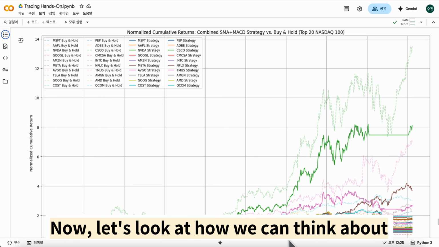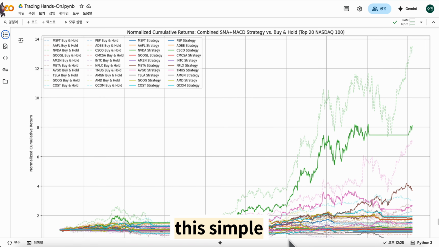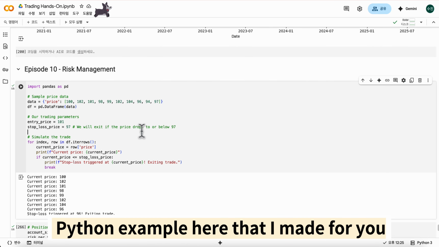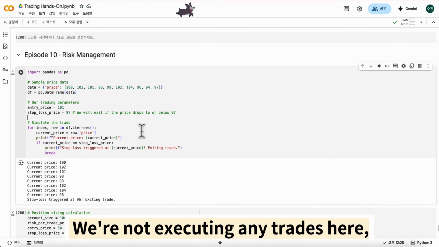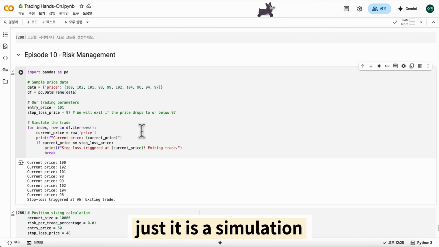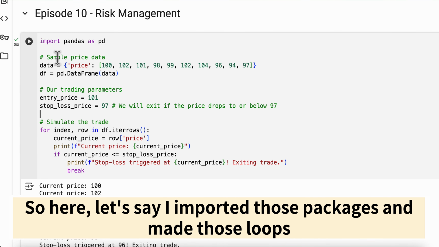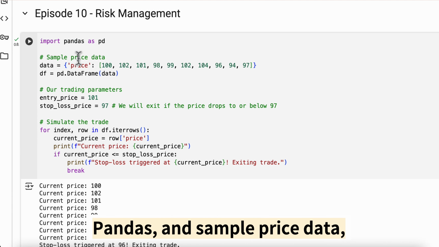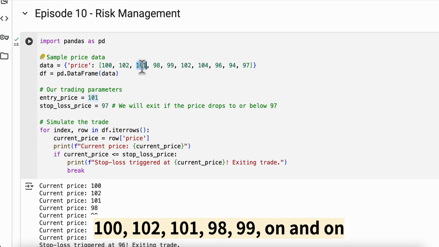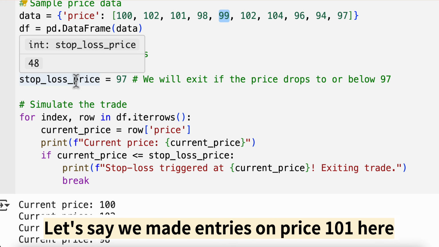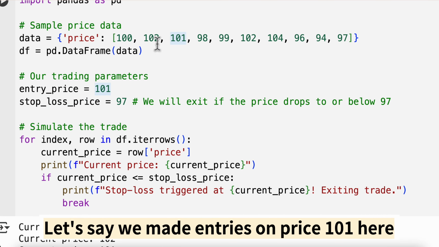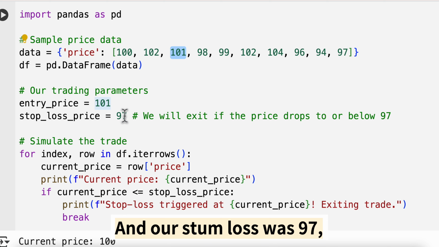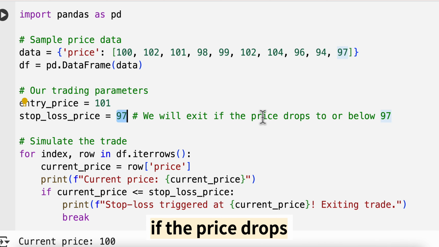Now, let's look at how we can think about this with a simple Python example that I made for you using a pandas DataFrame. We're not executing any trades here, it is just a simulation. So here, I imported those packages and made those loops. Pandas and sample price data: 100, 102, 101, 98, 99, and on and on. Let's say we made entries at price 101 here, and our stop loss was 97, which means we will exit if the price drops to or below 97. So here you see the 96, which is below 97.